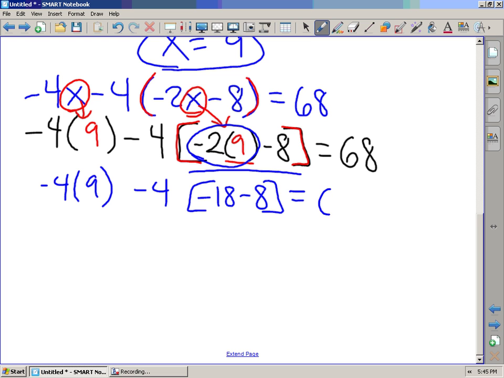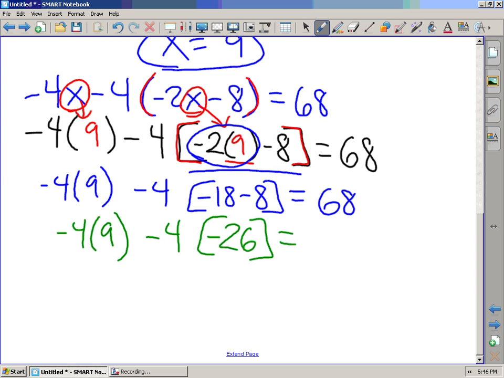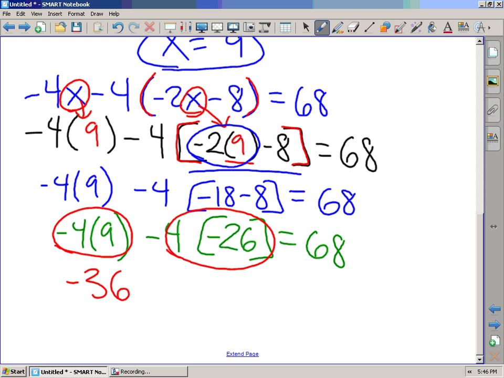We are going to continue to simplify these parentheses. And I take -18 and subtract 8, and I'm left with a -26. Now that we've simplified completely what was in the parentheses, we can move on to the next step. And the next step we can take is multiplication. So we have two sections where we have multiplication. So -4 times 9 gives us -36. And 4 times a -26 gives us -104.